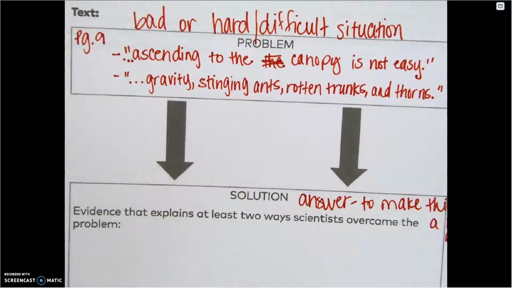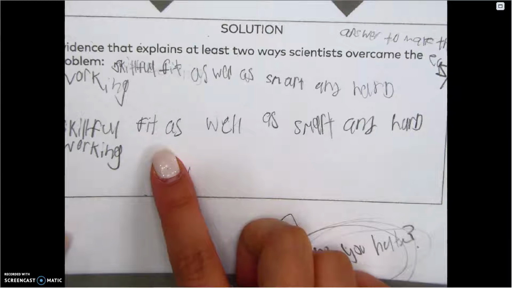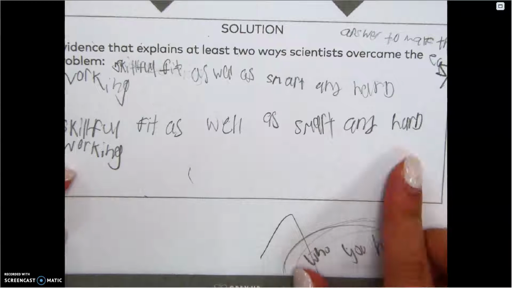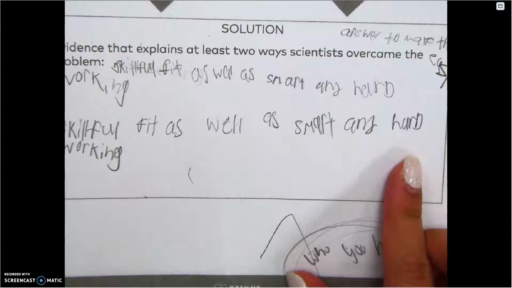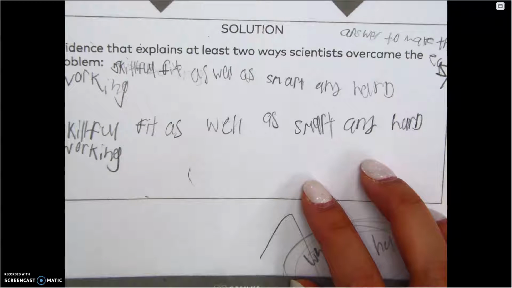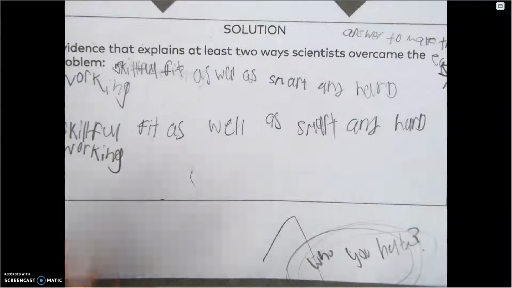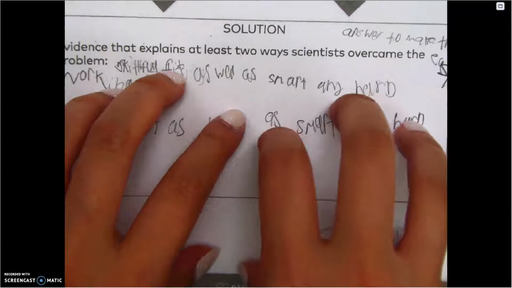Very good. Okay. Here's something that Gabby came up with. You have to be skillfully fit as well as smart and hardworking. If you are not fit, is it going to be easier for you to ascend the canopy? No. And when they mean smart, you have to have a strategy. You have to create a way for you to actually get up it. So that's what I'm looking for. I love that she was able to identify a way for us to ascend the canopy.